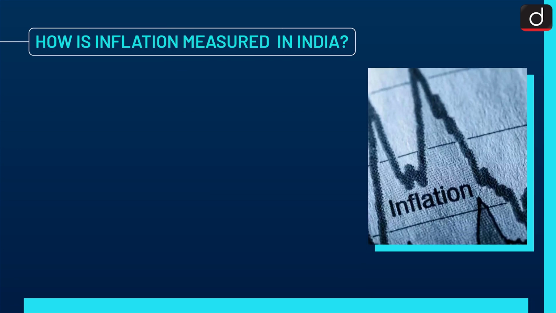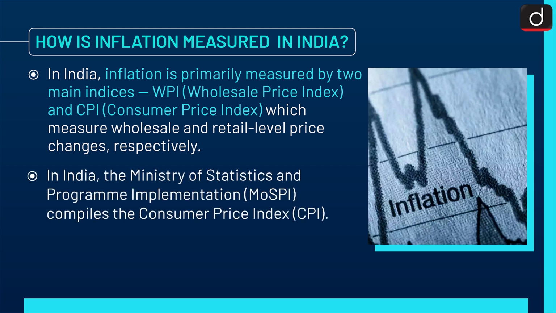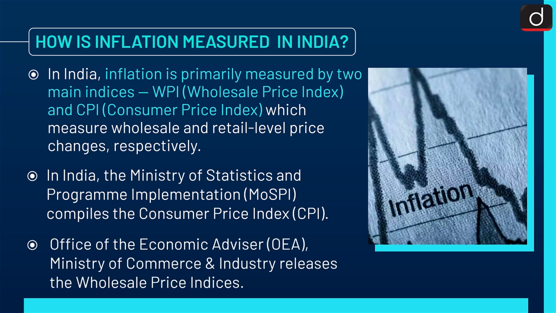Now let's understand how inflation is measured in India. In India, inflation is primarily measured by two main indices, WPI, that is Wholesale Price Index, and CPI, that is Consumer Price Index, which measure wholesale and retail level price changes respectively. In India, the Ministry of Statistics and Program Implementation, that is MOSPI, compiles the Consumer Price Index or CPI. The Office of the Economic Advisor, that is OEA, Ministry of Commerce and Industry, releases the Wholesale Price Indices.